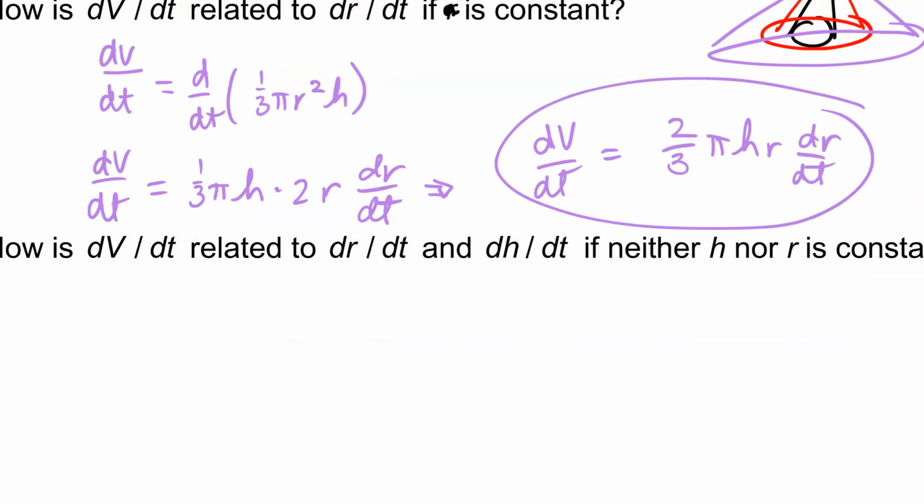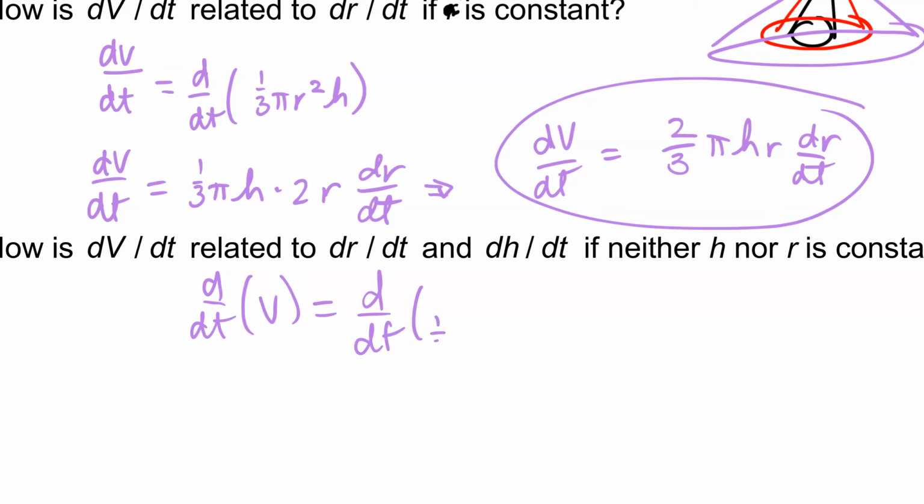Ooh, and lastly, what if I'm not keeping height constant or the radius constant? What if things are changing, like both height and radius are changing at the same time, right? They both have a function that's defining how they're changing. How will my volume change with respect to time? That's the last question.